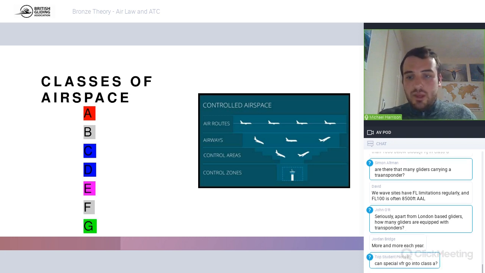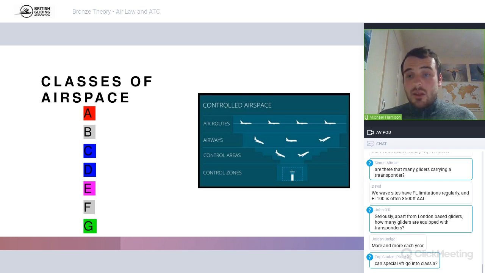Class B, we can special VFR go into Class A. Special VFR used to be able to go into Class A. I don't believe it can anymore. That was because Heathrow used to have a Class A control zone, which was unusual. Heathrow is now given a Class D control zone, which is more standard to what everyone else in the UK has. Class B airspace is not something we have in the UK. It is an ICAO class of airspace, but we don't use it.